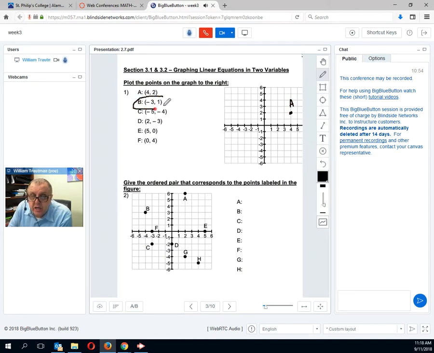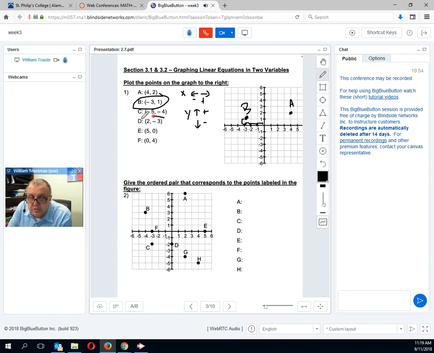Now if I try B, start off at the origin and then go -3: 1, 2, 3. And then we're going to +1. Remember, for the x values, going to the right is positive, going to the left is negative. For the y values, going up is positive, going down is negative. So we have a y value of +1, so we go up 1 from here, and there's our point. That's B.